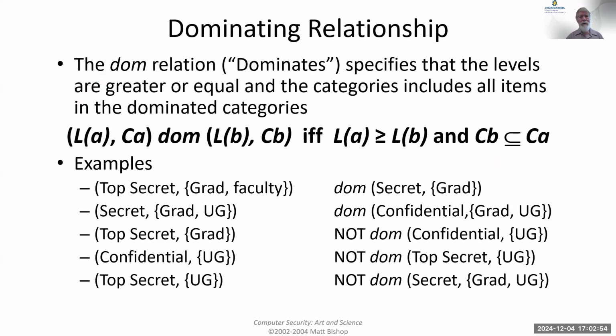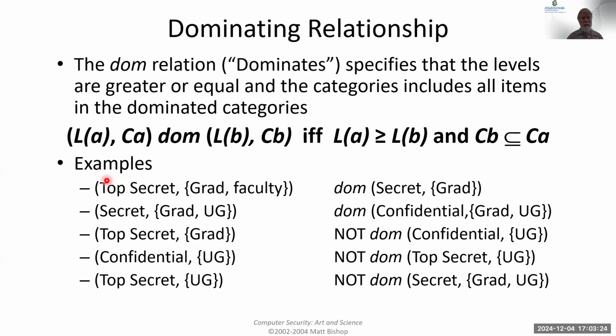The dominating relationship. This is important. This is what the whole Bell-LaPadula model is based on. You need to know that. Because at any time you're wondering, can I read or write this? Just think about the dominating. In order to read a document, you have to dominate it. In order to write a document, that document has to dominate the user. So the user dominates the document to read it. The document dominates the user to write it.